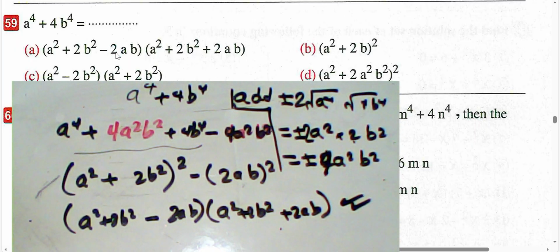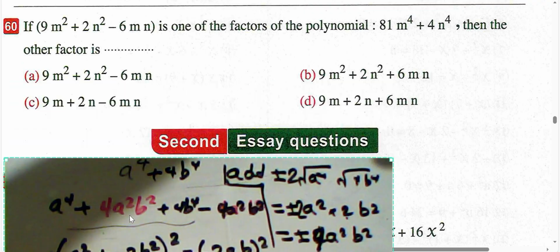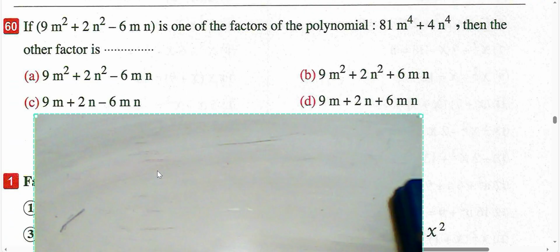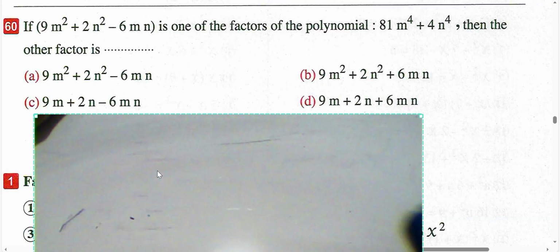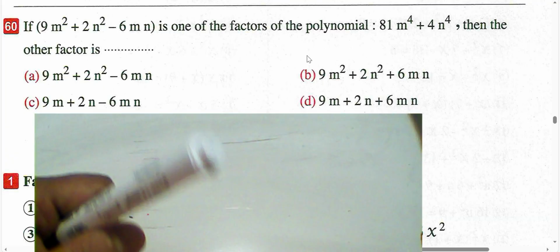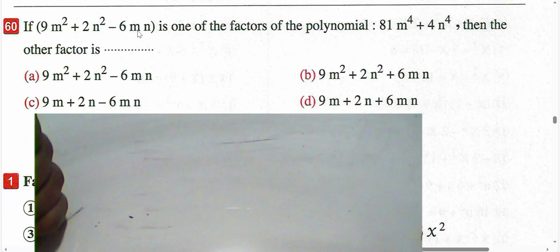Choose letter A. Number 60. If 9n² − 6mn is one factor of the polynomial 81n⁴ + 4m⁴, you can write the other factor. Change the sign of negative 6mn, it will be positive 6mn. The answer will be letter B.